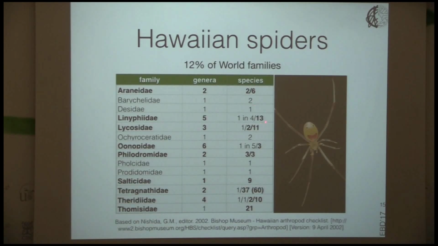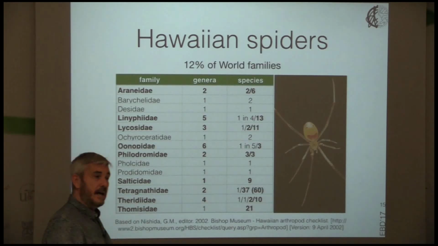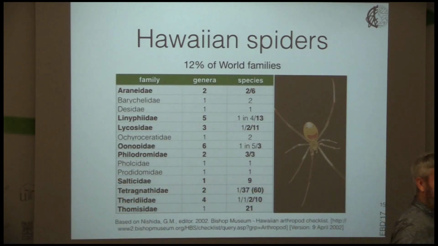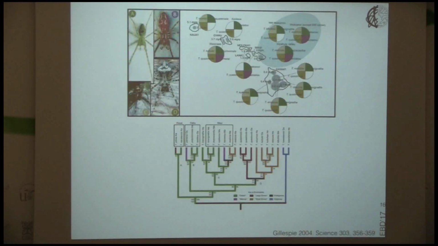Okay? Those would be the potential cases, like some genus of Linyphiidae that has about 11 species. This one particular genus, Tetragnatha, has 60 endemic species, or Theridiids that has 21 species. So these are groups that actually made it to the island, and on top of that, they were able to diversify within this island. That would be the potential cases of adaptive radiation. You know? And this actually has been some of the cases.